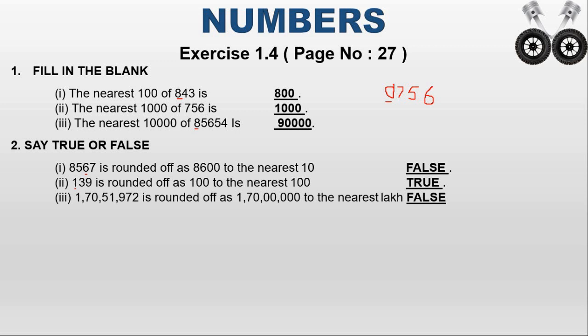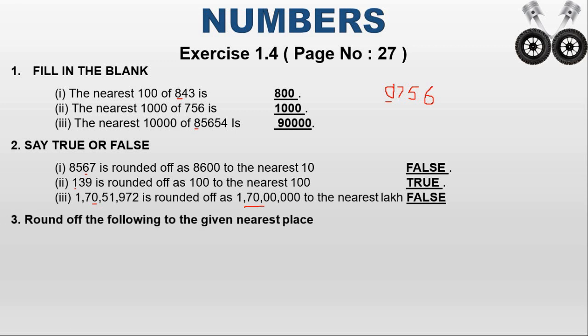Okay. So what is in the lakh position? It is 0. So we have to see the right side number. It is equal to 5. That means we have to add 1 to the number. 0 plus 1, 1. So what is the answer? 1 crore 71 lakh. But here the answer given is 1 crore 70 lakh. So it is false.